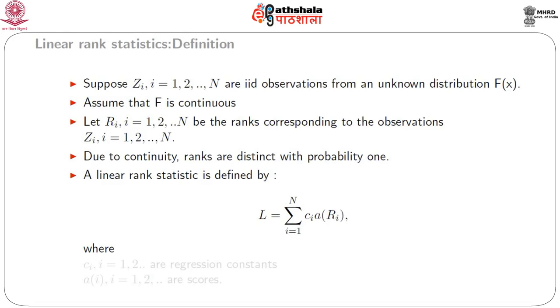Suppose Zi, i running from 1 to n, are IID observations from an unknown distribution F, and we assume that F is continuous. Let Ri be the ranks corresponding to the observations Zi. Due to continuity, ranks are distinct with probability 1. A linear rank statistic is defined as L, which is the sum of Ci multiplied by a(Ri), summing i from 1 to n, where the Ci are known as regression constants and the ai are known as scores.